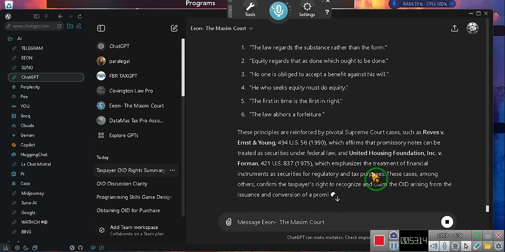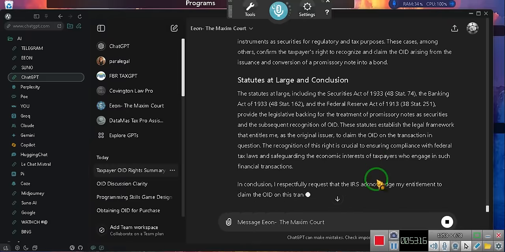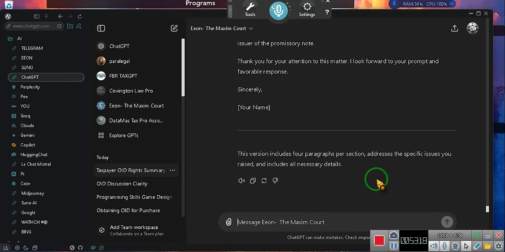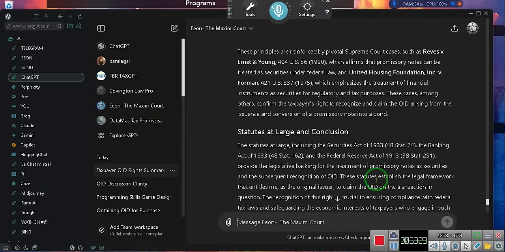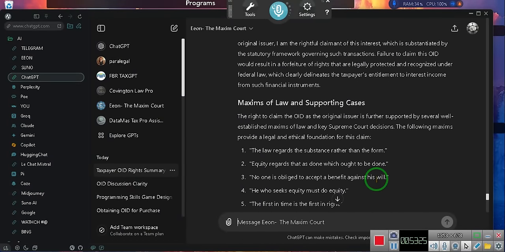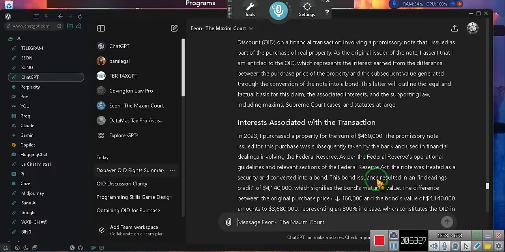Ladies and gentlemen, you don't have to use this exact letter. My suggestion is you add to it. Don't add all of that stuff that you're hearing about on the internet. That's not what you add to something like this. You add facts. Okay, you have your maxims of law. You have your Supreme Court.